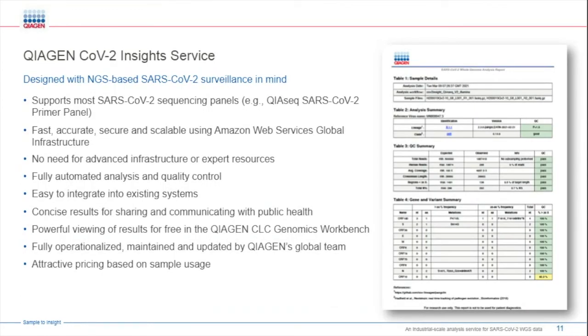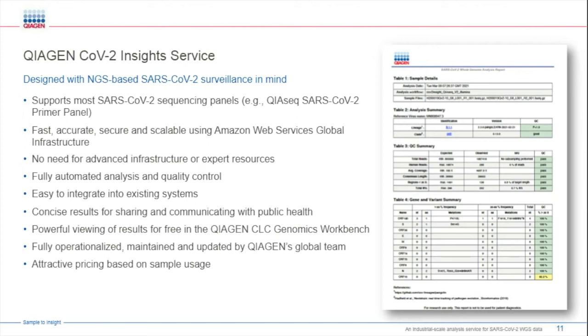So this brings us to the QIAGEN COVID-2 Insights service. The key point is that this is a service that we started with the surveillance use case in mind. So we wanted to create an agnostic solution that could empower laboratories using any technology. It needs to be fast, accurate, secure, and scalable. And this is very important, so we've chosen to use the Amazon Web Services platform for this. It's super secure, I would almost say infinitely scalable, and it's also got a global footprint. So we see this as a global solution.